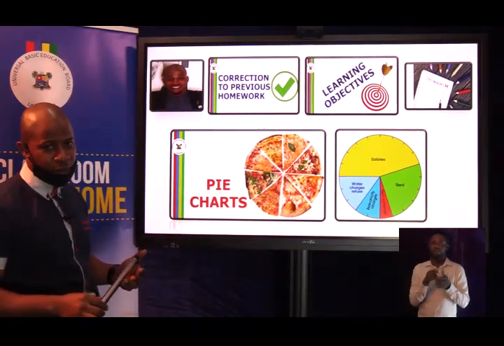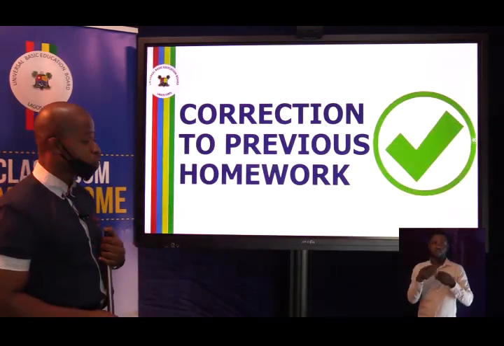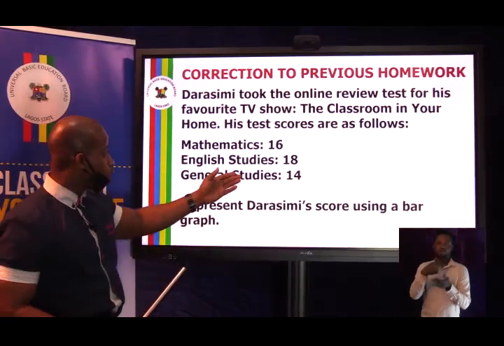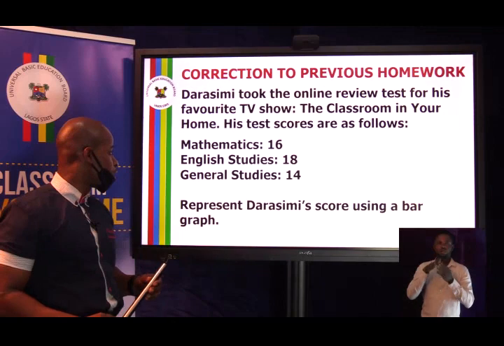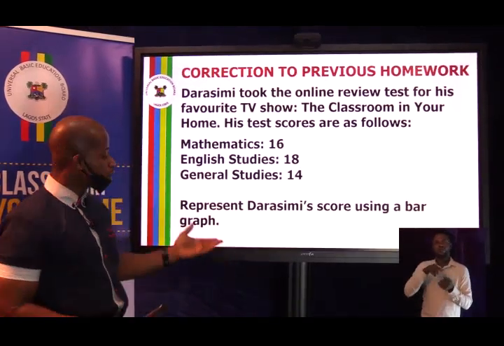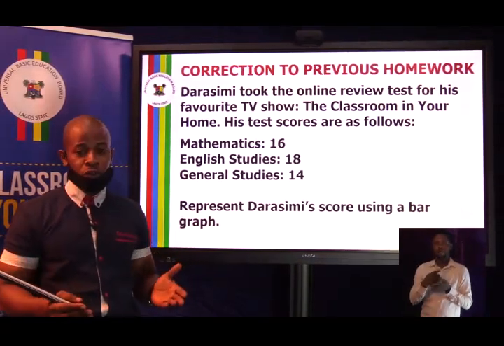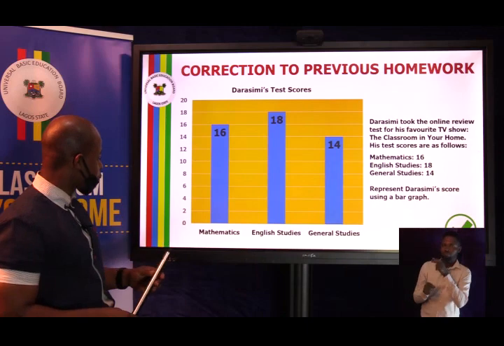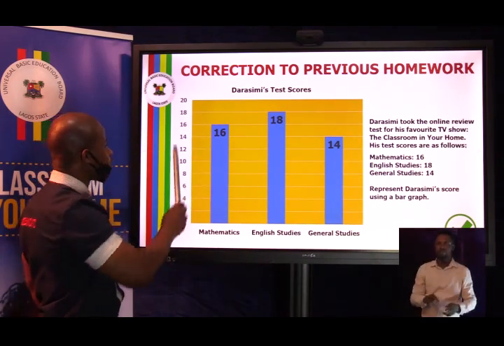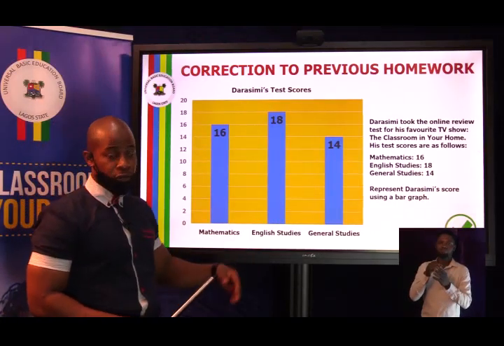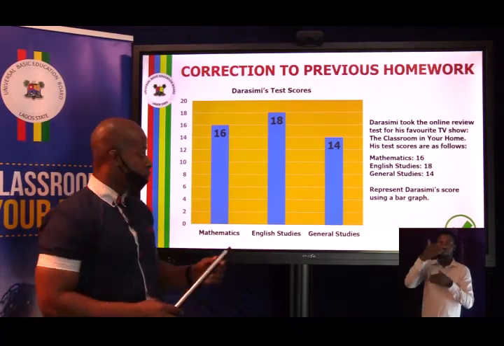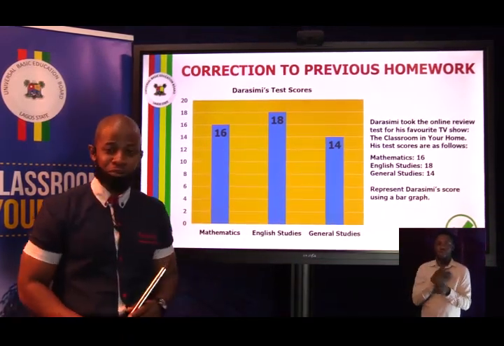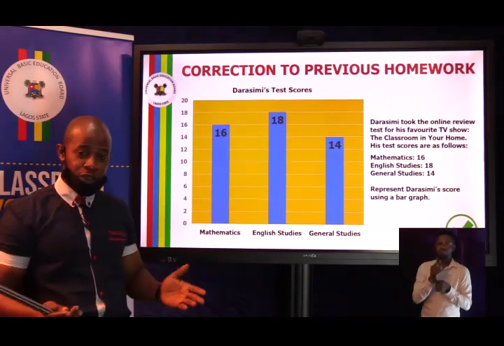But before we go into pie charts for today, let's look at the result of that assignment that was given to you. Darasimi took the online test for his favorite TV show, The Classroom in Your Home, and he scored 16 in mathematics, 18 in English studies, 14 in general studies. Now you were asked to represent this using a bar graph. All you have to do, my friend, is to draw rectangles that are as long as the number, like this. So in mathematics, Darasimi scored 16, so you draw a rectangle that stops in front of 16. In English studies, it's 18, so you have a rectangle that stops in front of 18. Finally, in general studies, you have a rectangle that stops in front of 14 because Darasimi scored 14. Now, I believe that your diagram is something very close to this, and you deserve to be celebrated, so I give you a chair.